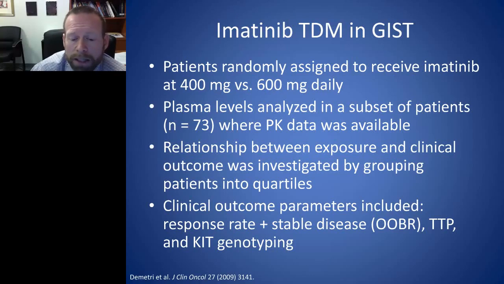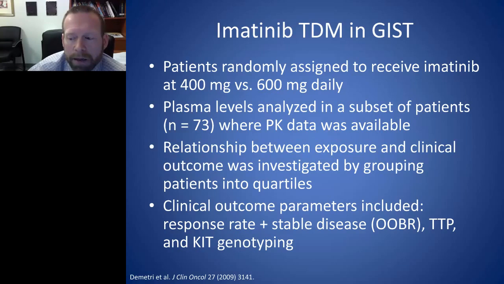So if we shift gears from leukemia and go into the gastrointestinal stromal tumors, this was an interesting study that was done in 2009 looking at patients randomly assigned to receive imatinib 400 milligrams versus 600 milligrams daily. And then in a subset of these patients, about 70 of them, they looked at PK data, they looked at the plasma levels, and they looked at the relationship between exposure and clinical outcome.